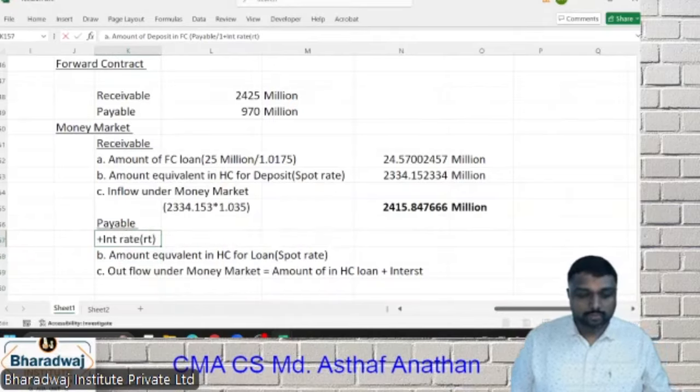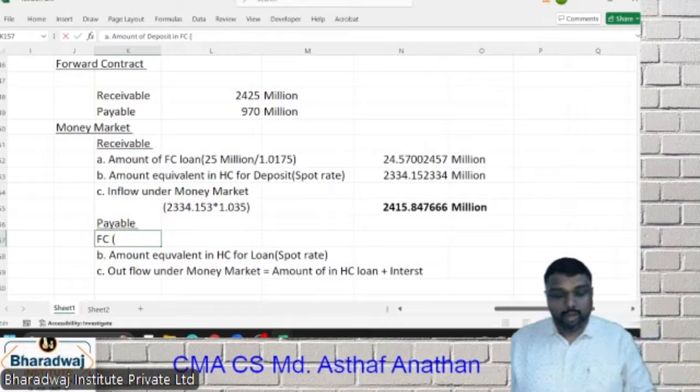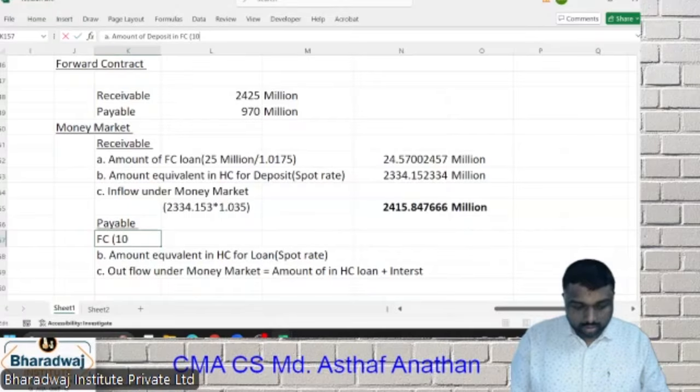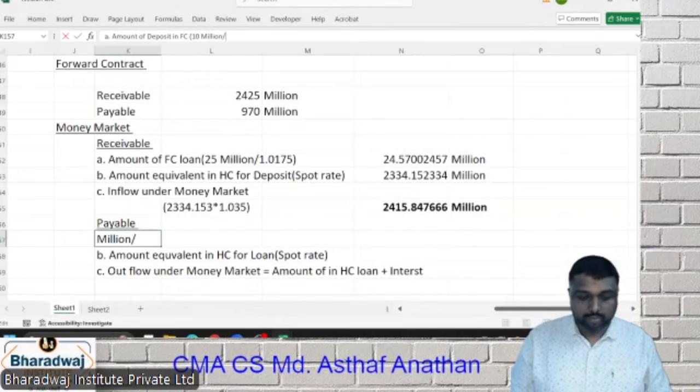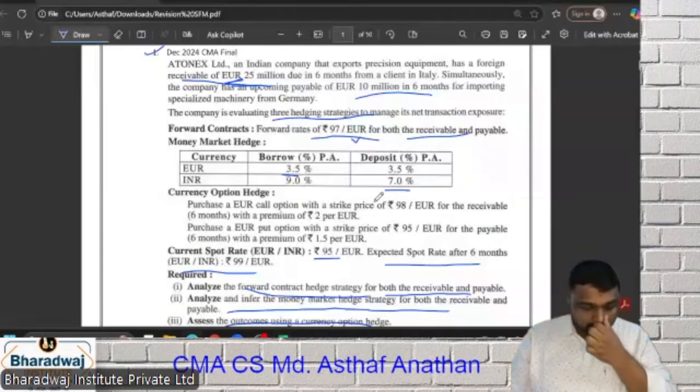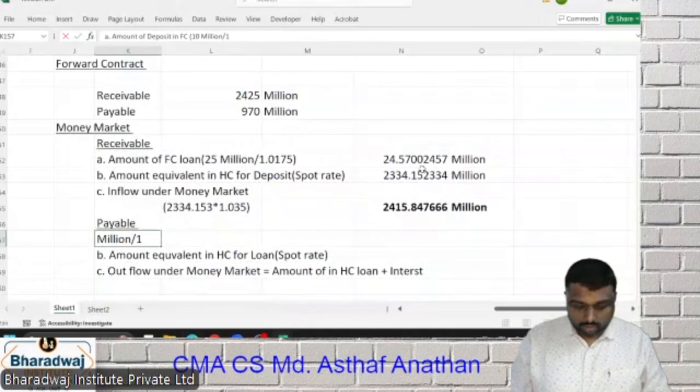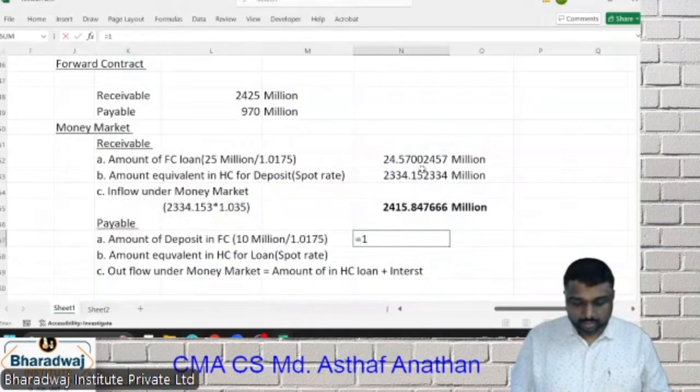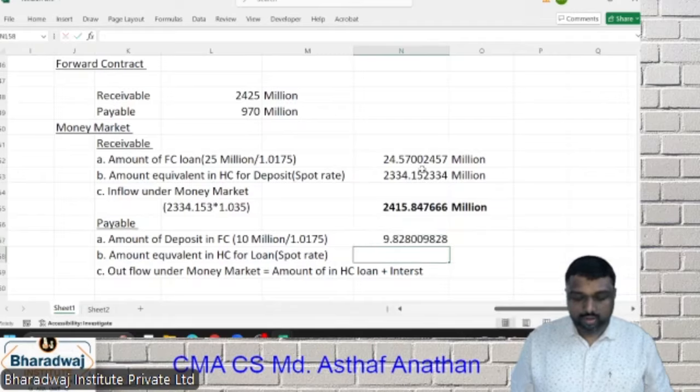So here you are going for a deposit. So what is the amount? We have 10 million we have to pay. So what is the deposit rate? We have to go 3.5. That is also 3.5. So 1.0175. So 10 million divided by 1.0175.